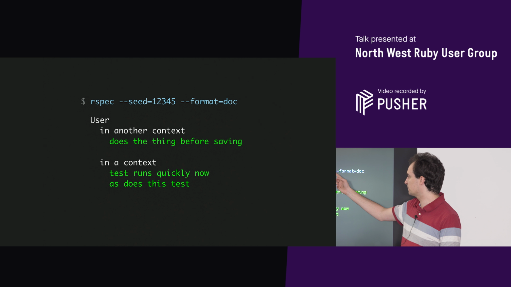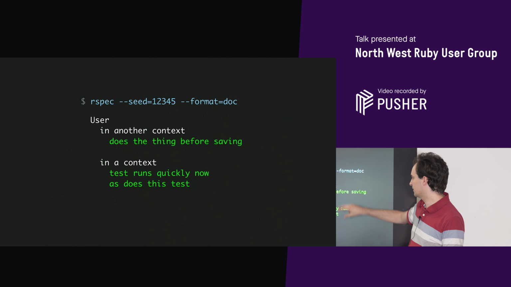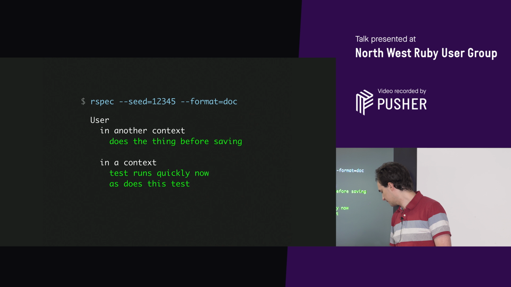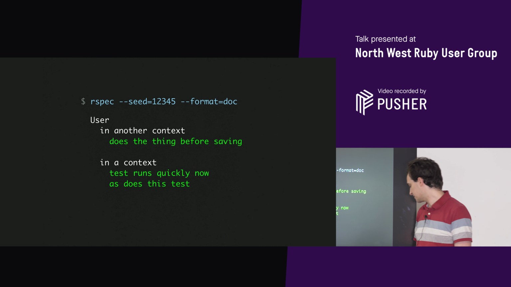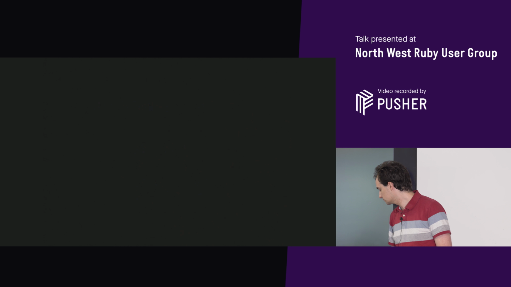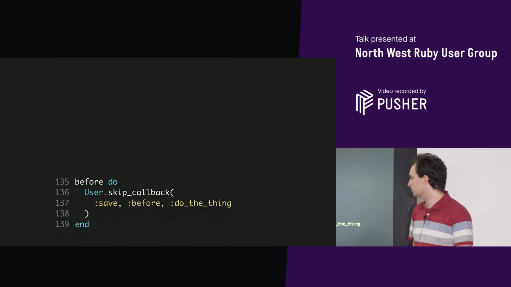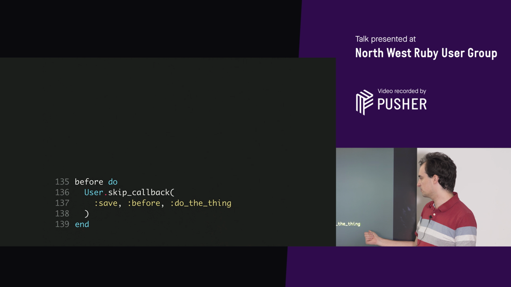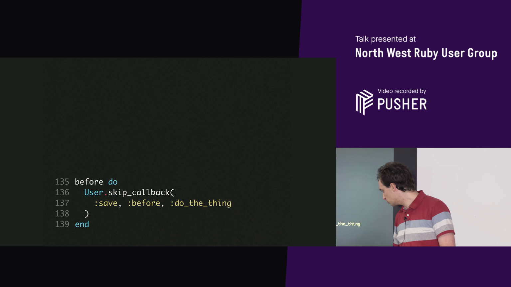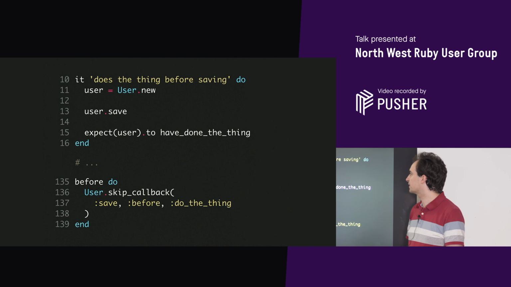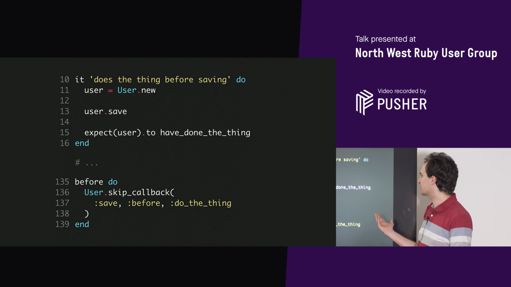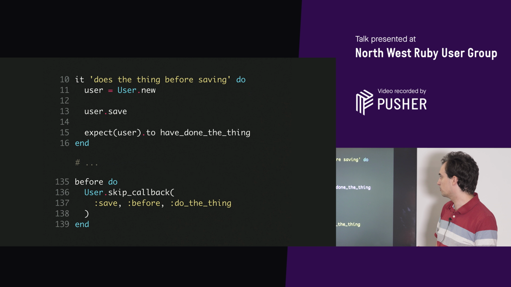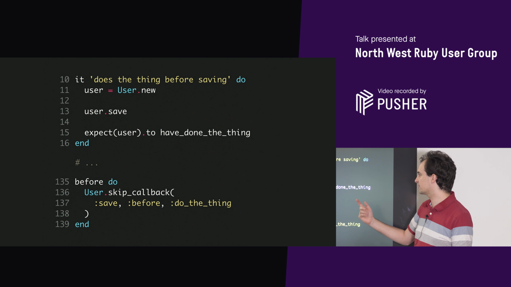But you'll notice that the seed, which dictates the order in which these things are run, has put this one up here, and this one down here. So I think we've probably got some order dependence in here. So we have a look at our file, and we can see right down the bottom, here's where we added our skip callback. So we scroll up until we get to line 10. And we can see here, we've got some tests actually testing the before save callback. So we new up a user, save that user, and expect that user to have done the thing.